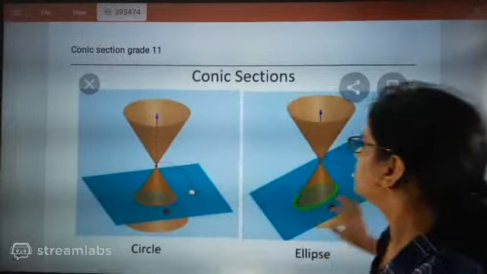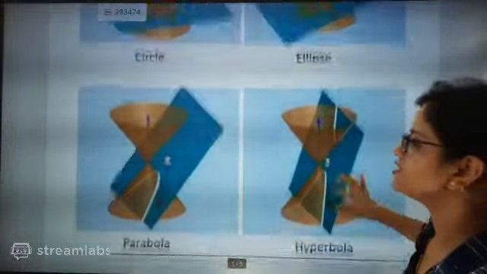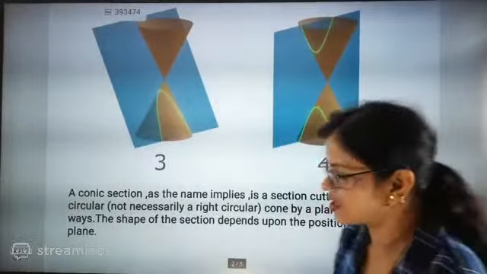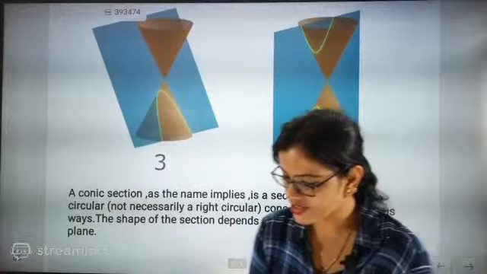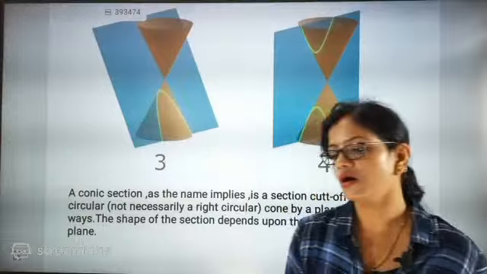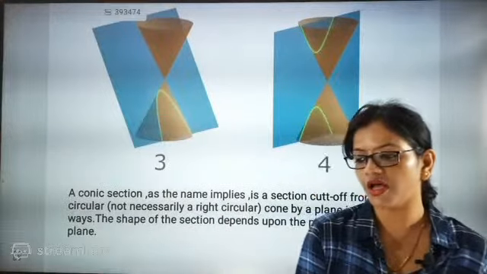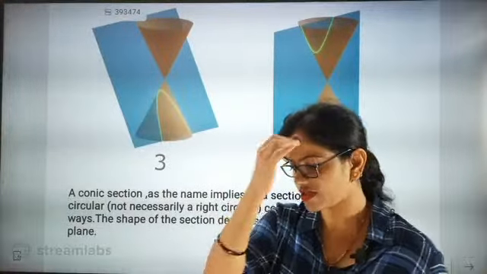Now look here, beta. We are going to study conic section. From the beginning part of the conic section, one by one we are going to study exactly what is a conic section and how you are going to get parabola, hyperbola, ellipse, all different types of conic sections.